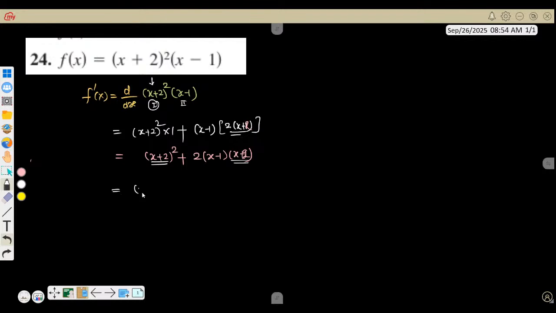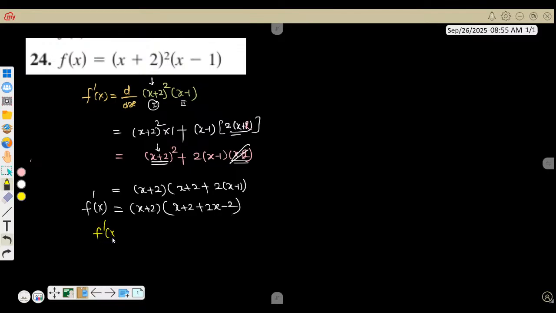So now you can see (x plus 2) is common in the first term and second term. So you can take it common. After taking (x plus 2) common, here only one (x plus 2) is left, and this goes outside, so only (2x minus 1) is left. Now open the bracket inside: x plus 2 and 2x minus 2, that is f dash x. Now after solving one more step, I have this. This is 3x and this becomes cancelled.